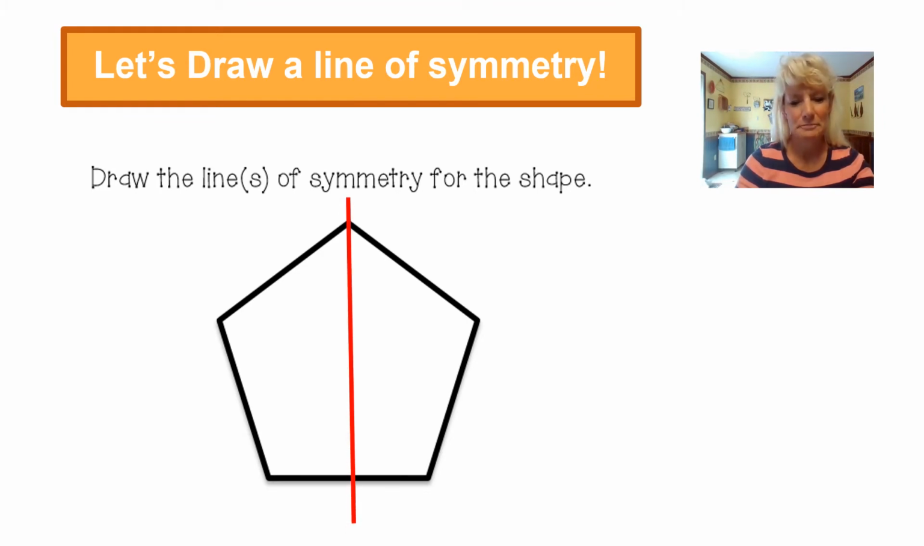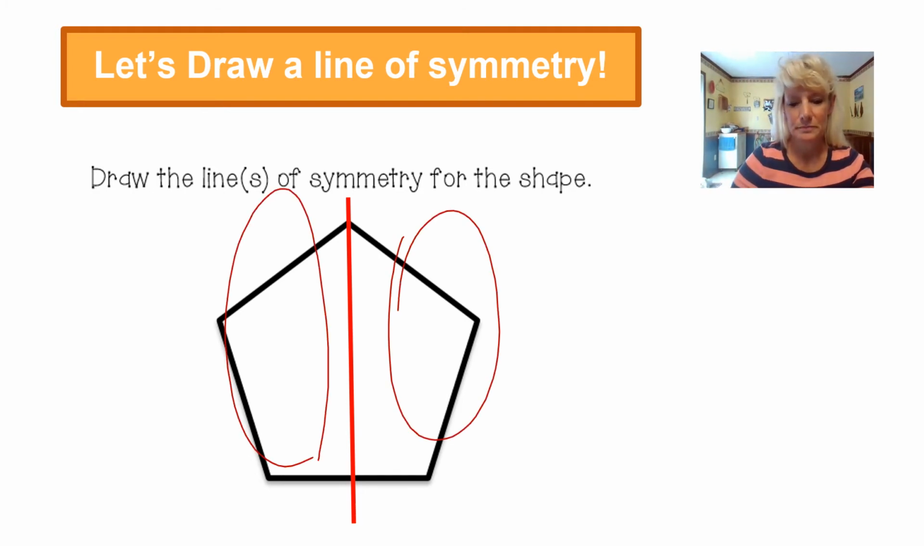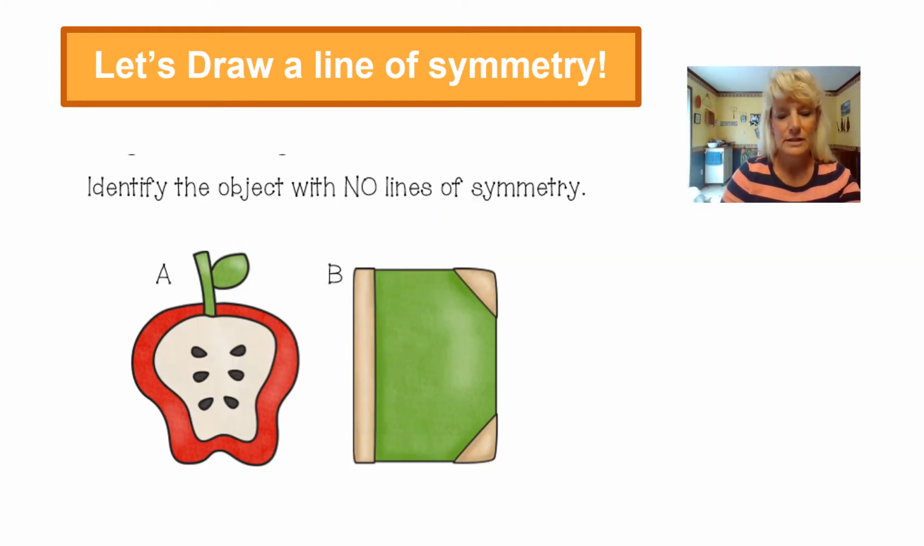How about right there? Okay, again, I have both sides equal. All right, so here, this says to identify the object with no lines of symmetry. So I want you to choose which one you think it is, and then I'm going to show you.